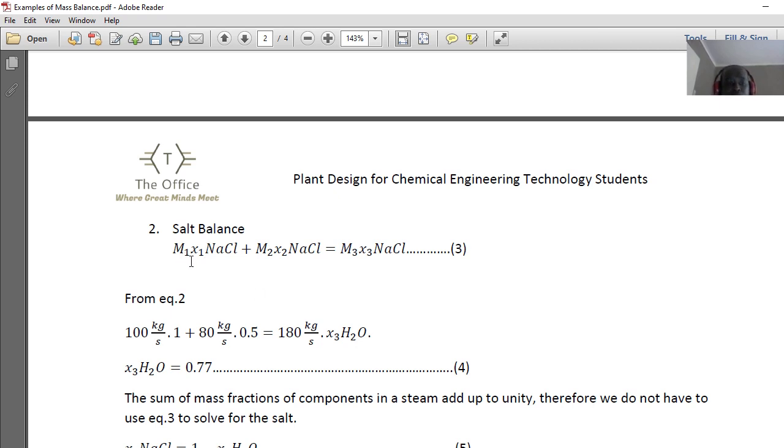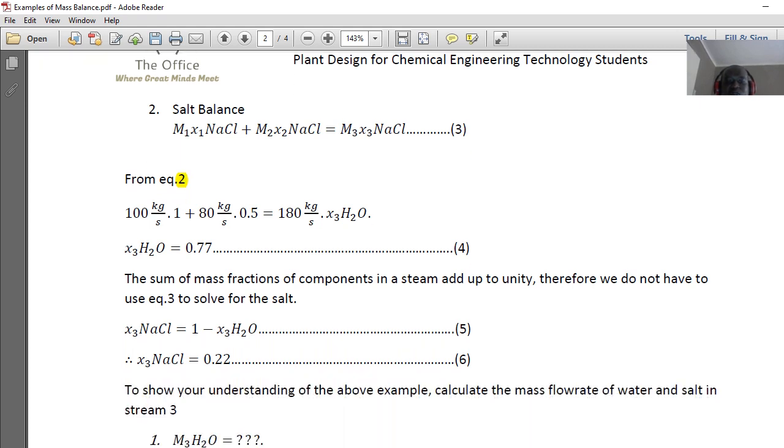Then you also do a salt balance, which is the same thing. M1, which is stream 1, multiplied by the composition of salt in stream 1, again, plus M2 multiplied by the composition of salt in stream 2 is equal to M3 multiplied by the composition of salt in stream 3, right? And then, as you can see from equation 2, I actually meant to say equation 1 here. It's funny, you should always review your work, because you end up going into a presentation and you start realizing that there are so many mistakes.